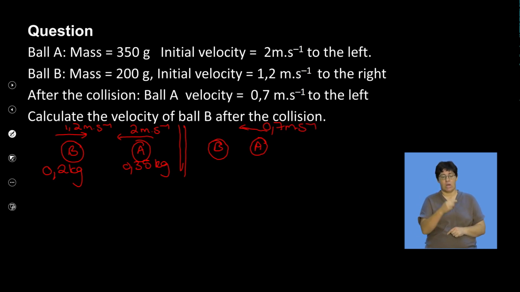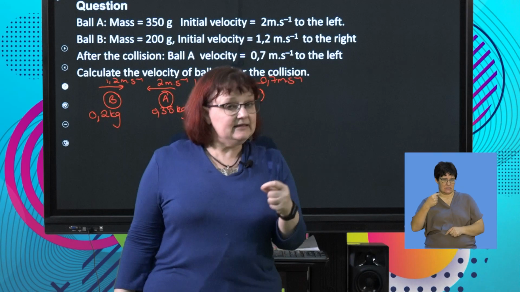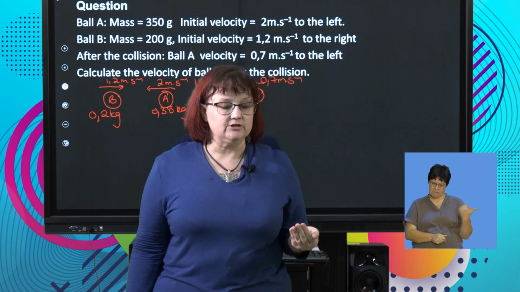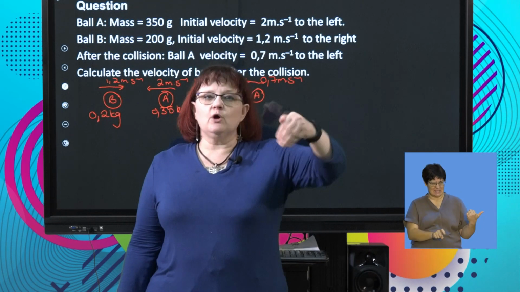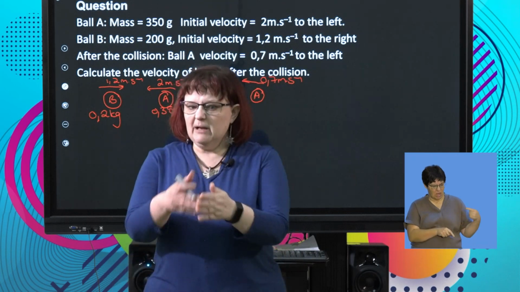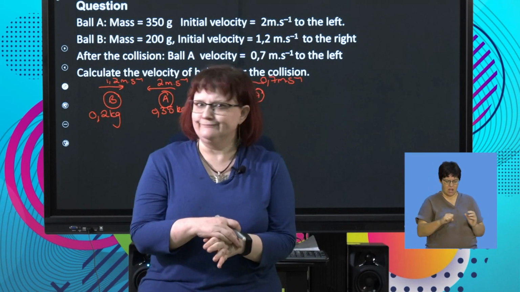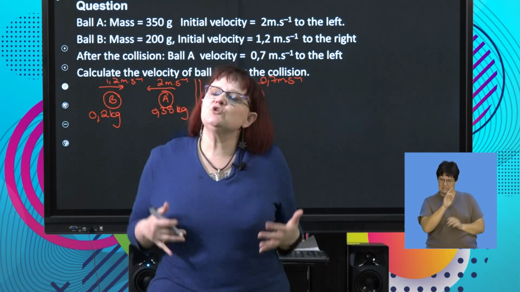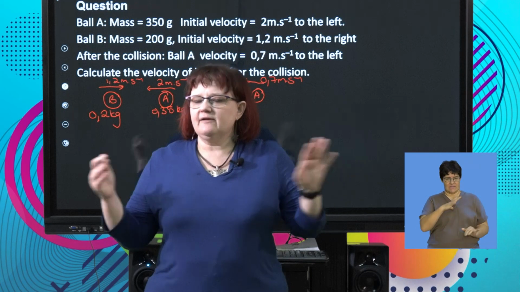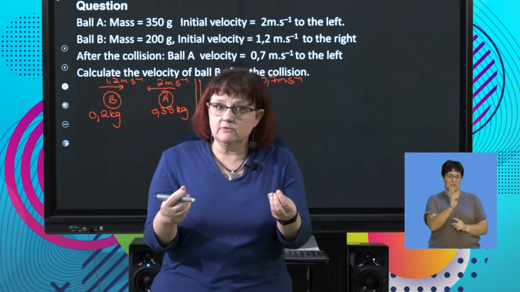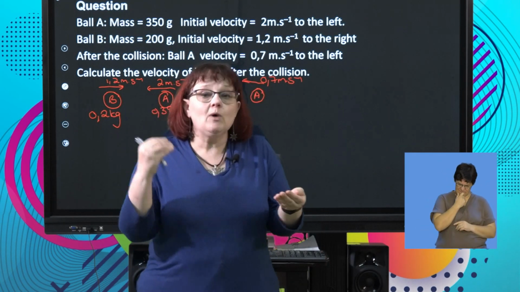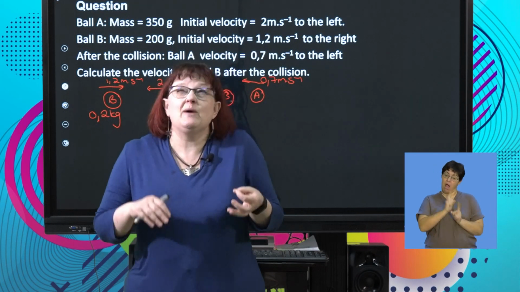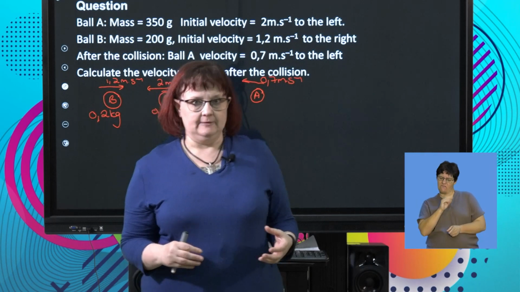I now look at this and go, logically, ball B should be going to the left. Ball B needs to change direction. For it to keep going to the right, somehow it's got to jump over ball A. Not going to happen. If you don't see that, it's okay. It'll work itself out in the question. But I'm looking at the problem and going, what do I expect in my answer? What do I think the velocity is going to be?